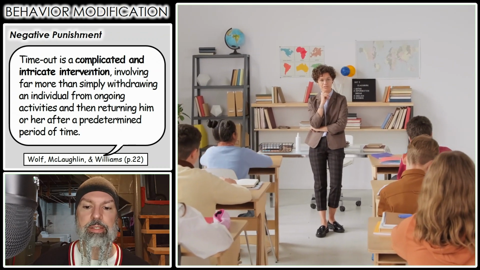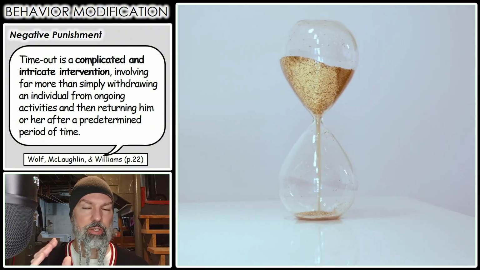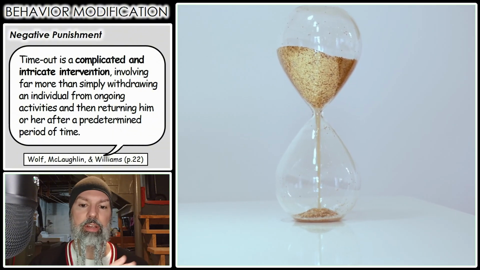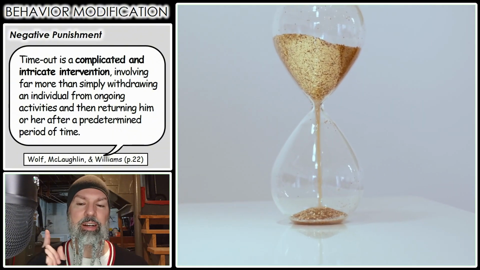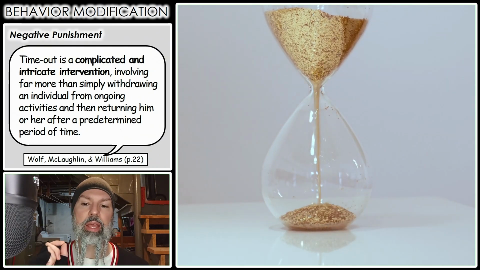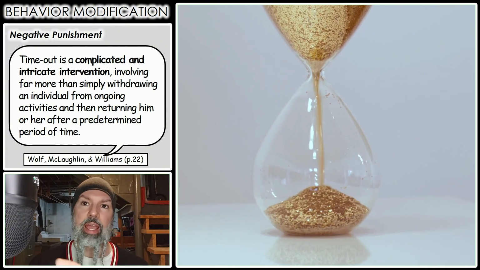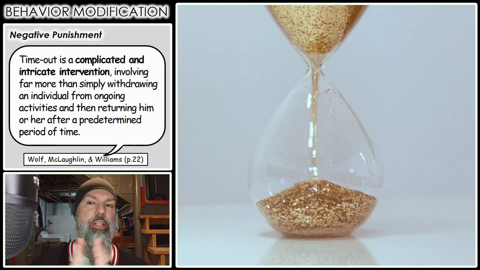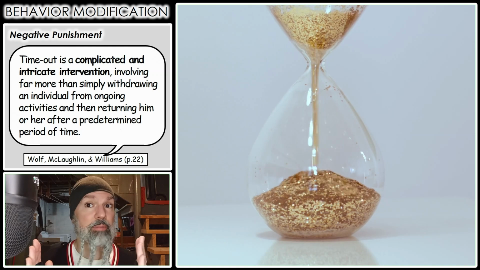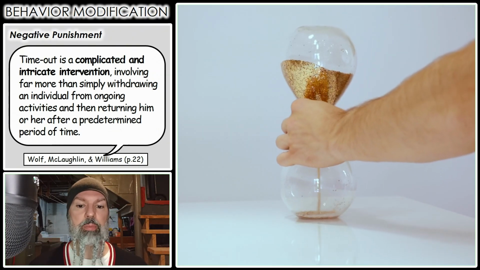All right, next, keep the timeout duration short and effective. So this one might seem a little bit counterintuitive, but longer timeout periods are not necessarily better. You want your timeout periods to be as short as possible while maintaining effectiveness. And in research, typically this range is found to be between 2 to 5 minutes. So actually a pretty short duration to change that problem behavior.